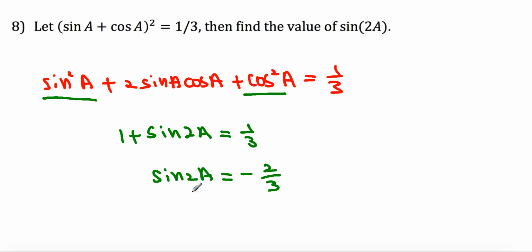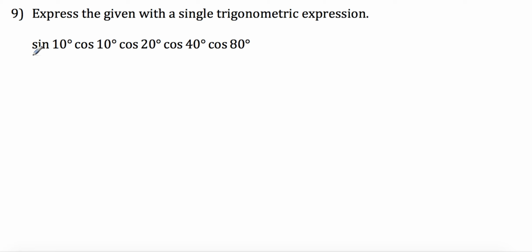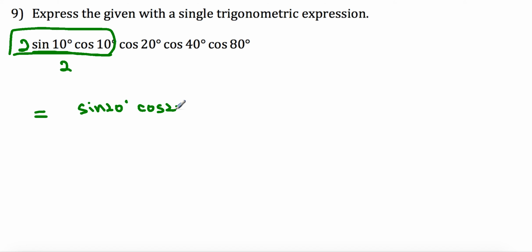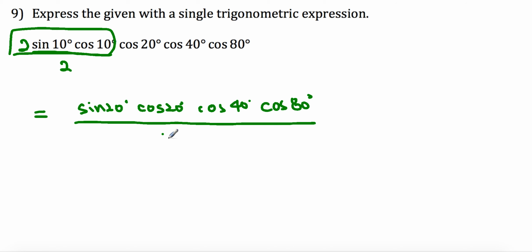Now let's look at number 9. How can I rewrite this one? All right, wait a minute. What is sine of A times cosine of A? Imagine if I had 2, then that would have been sine of 2A by the double angle formula for sine. But I can simply multiply by 2, so I have to divide by 2 as well. Then my numerator from here to here becomes sine of 20 degrees cosine of 20, because that was from there, and cosine of 40 degrees and cosine of 80 degrees. Divide the whole thing by 2 because of the denominator here.